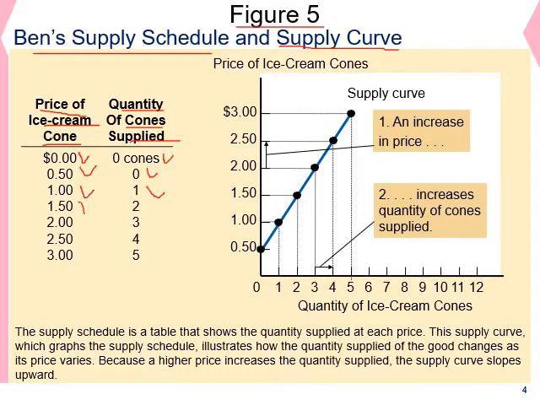At the price of $1.50, he will supply two cones. At the price of $2, he will supply three cones. At $2.50, four cones. At the price of $3, he will supply five cones. So we can see that as the price of ice cream cones increases, the quantity supplied of ice cream cones will also increase. This positive relationship between the price and the quantity supplied is known as the law of supply.